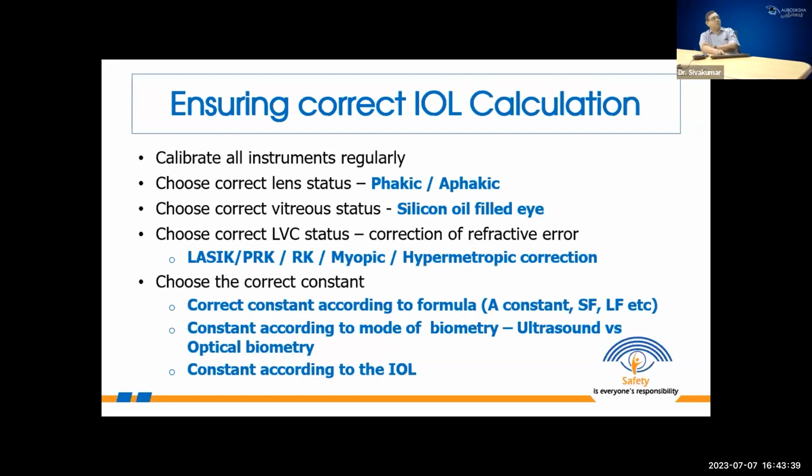Choose the correct constant. Here again, it should be the A constant for SRK/T, the surgeon's factor for Holladay, or Barrett has a lens factor. So we have to choose the constant according to that. It should also be according to the mode of biometry, as we saw in Dr. Ramesh's presentation. It differs between ultrasound and optical biometry. It differs among races. So we need to look at that. And we need a constant which is according to the IOL which is selected.